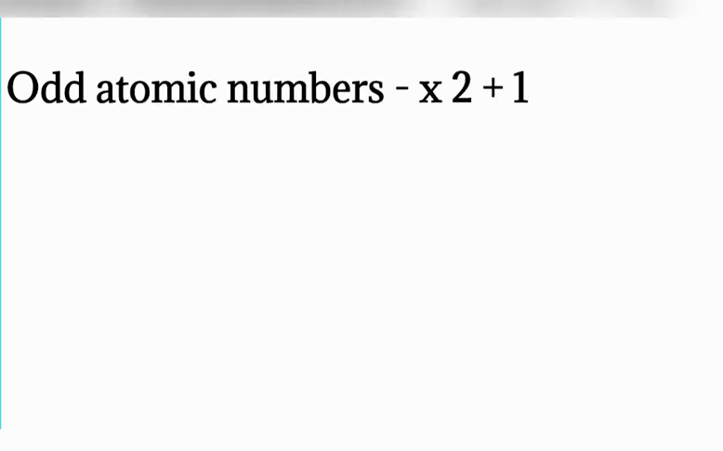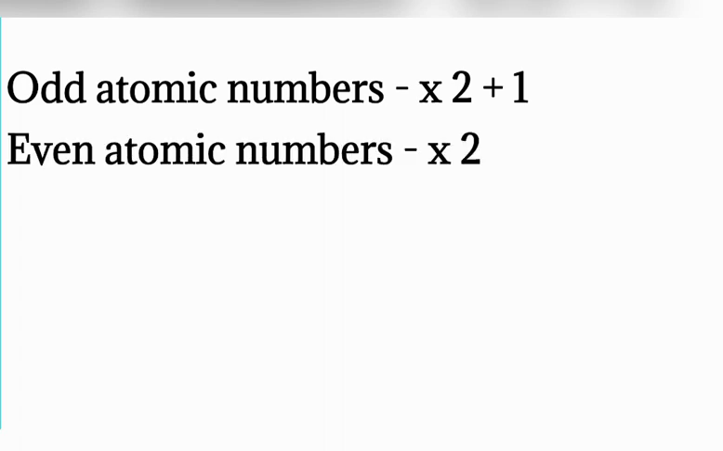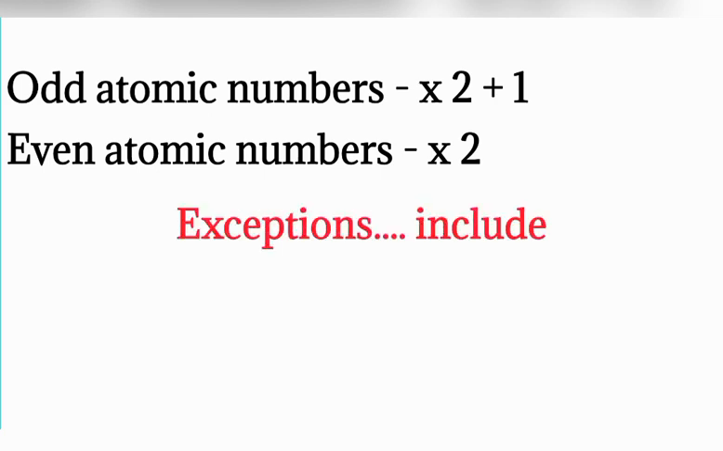Now, there is a certain code that you can use for the first 20 elements, for odd atomic numbers and even atomic numbers. If the atomic number is an odd number, you multiply by 2, then you add 1 to get the mass number. But if it's an even number, you multiply by 2. There is no addition of 1 in this case. Just the multiplication by 2 is enough. But we have some exceptions to this rule, and the exceptions include hydrogen, nitrogen, and chlorine.